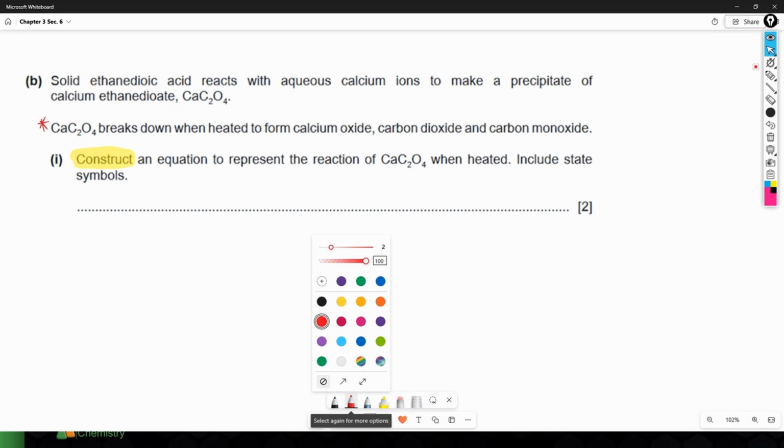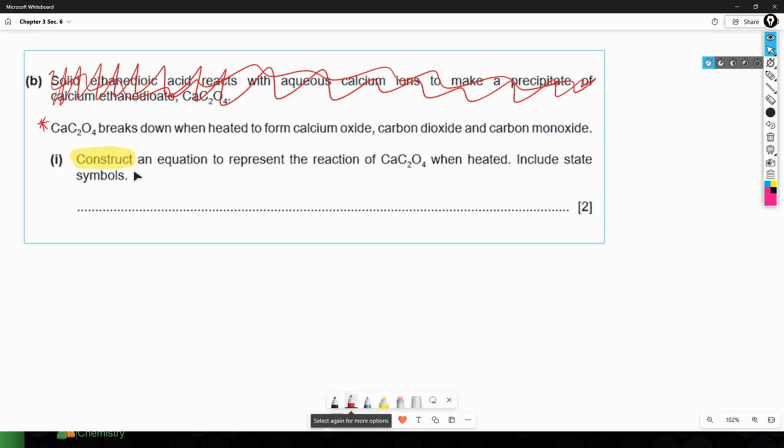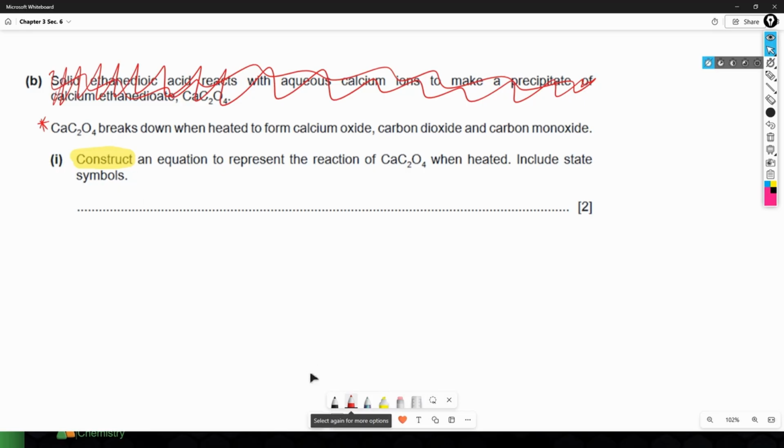CaC2O4 breaks down when heated to form calcium oxide, carbon dioxide, and carbon monoxide. Meaning all of this information up here, we can ignore right now. We don't need to know any of this. We might need to know it for like BII or BIII, but we don't need to know it for this particular question. And that's very important. Focus on the things that you actually need. And then we can read what it actually says.